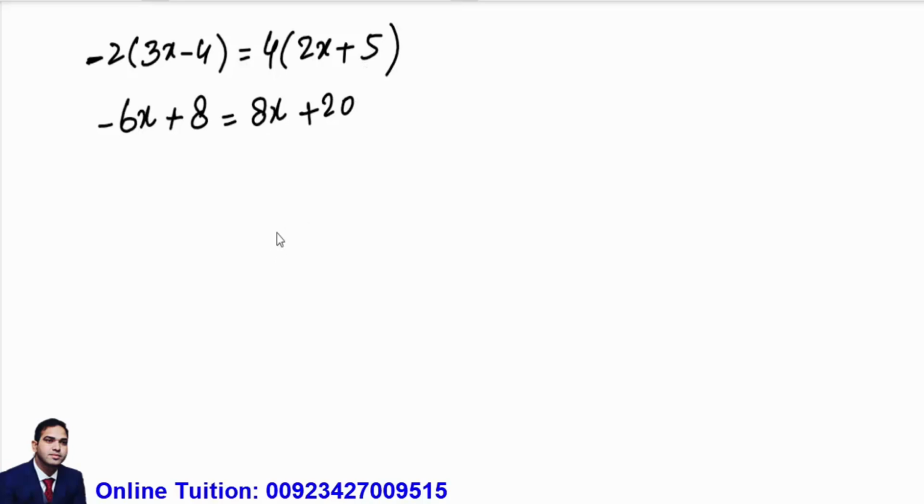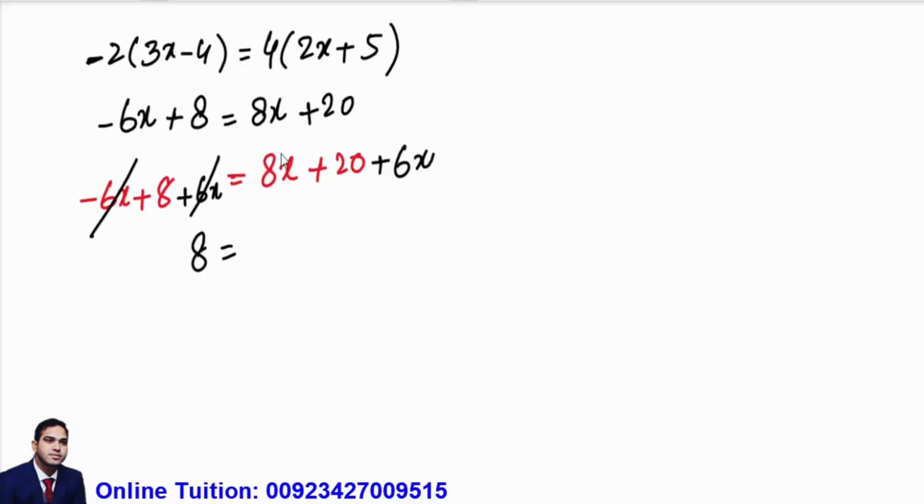4 5s are 20. Now after that we have to remove an x from one side. So this is plus 8x, this is negative 6x. We will remove this negative 6x. For this, 8x plus 20 is equal to negative 6x plus 8, adding plus 6x on both sides. This is plus 6x, because this is negative and we added 6x on both sides. Now combine these values, this is 14x plus 20.